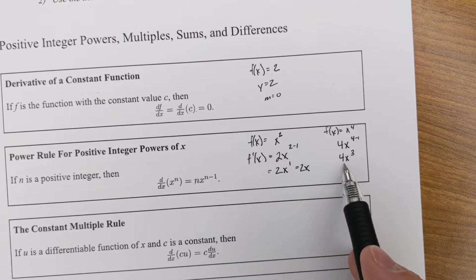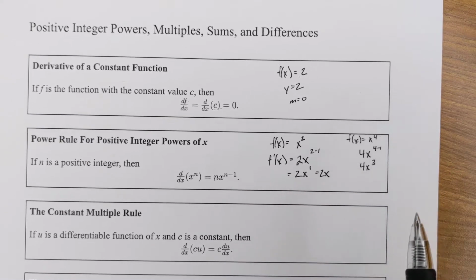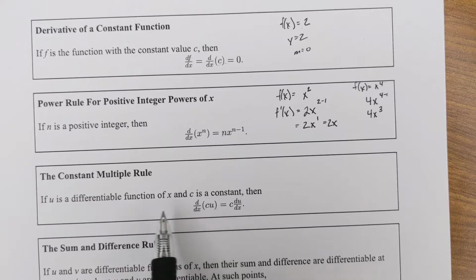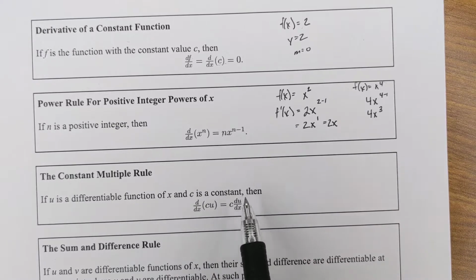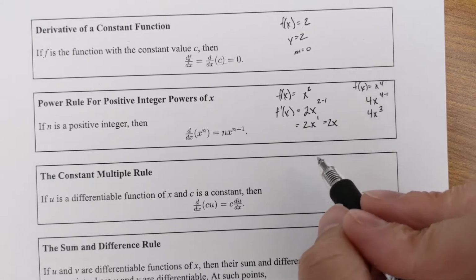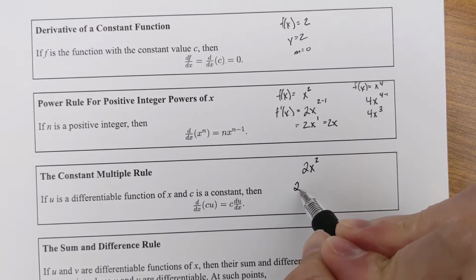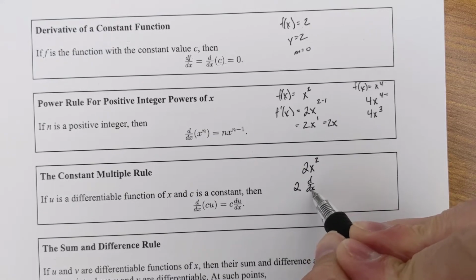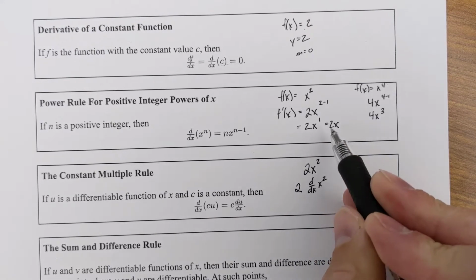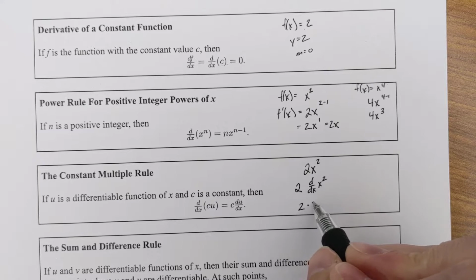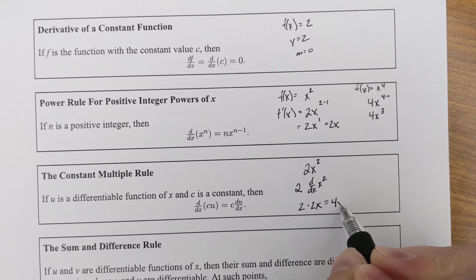Now if there's already a coefficient out here, it would multiply, which is what the constant multiple rule is. So if u is a differentiable function of x and c is a constant, then you can essentially factor it out first, but it's easier to think about it this way. Say I had 2x squared. You do 2 and then the derivative of x squared, which if we look up above was this. So this becomes 2 times 2x, which is just 4x.